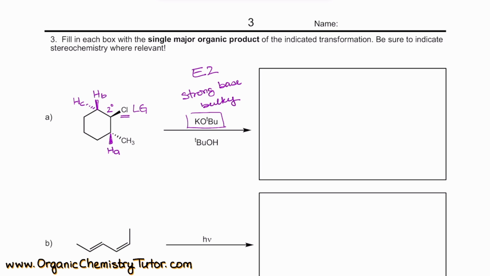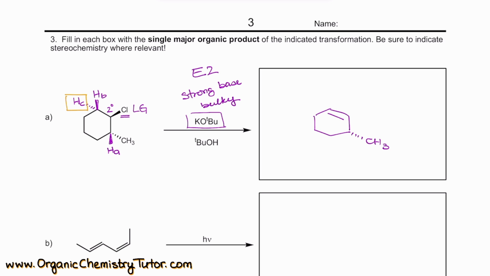Now, we know that when it comes to E2 reactions, your leaving group and the hydrogen or proton that you're trying to pull off your molecule must be antiperiplanar or trans to each other, which means that if the chlorine is looking at us, the hydrogen must be looking away from us. And the only hydrogen that is on the dash is hydrogen C. So the major product in this reaction is going to be the molecule where the double bond is right over here and the CH3 group is still looking away from us.